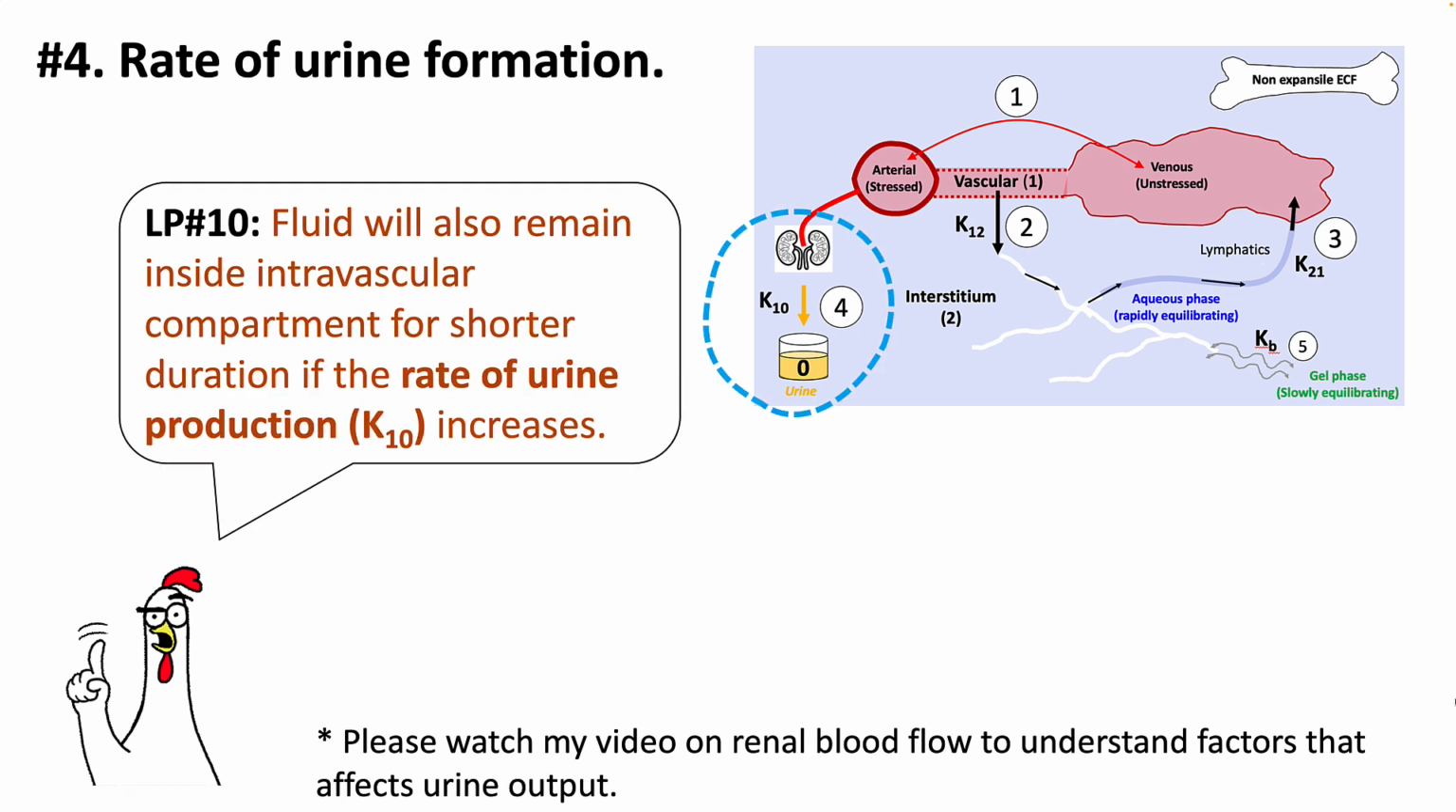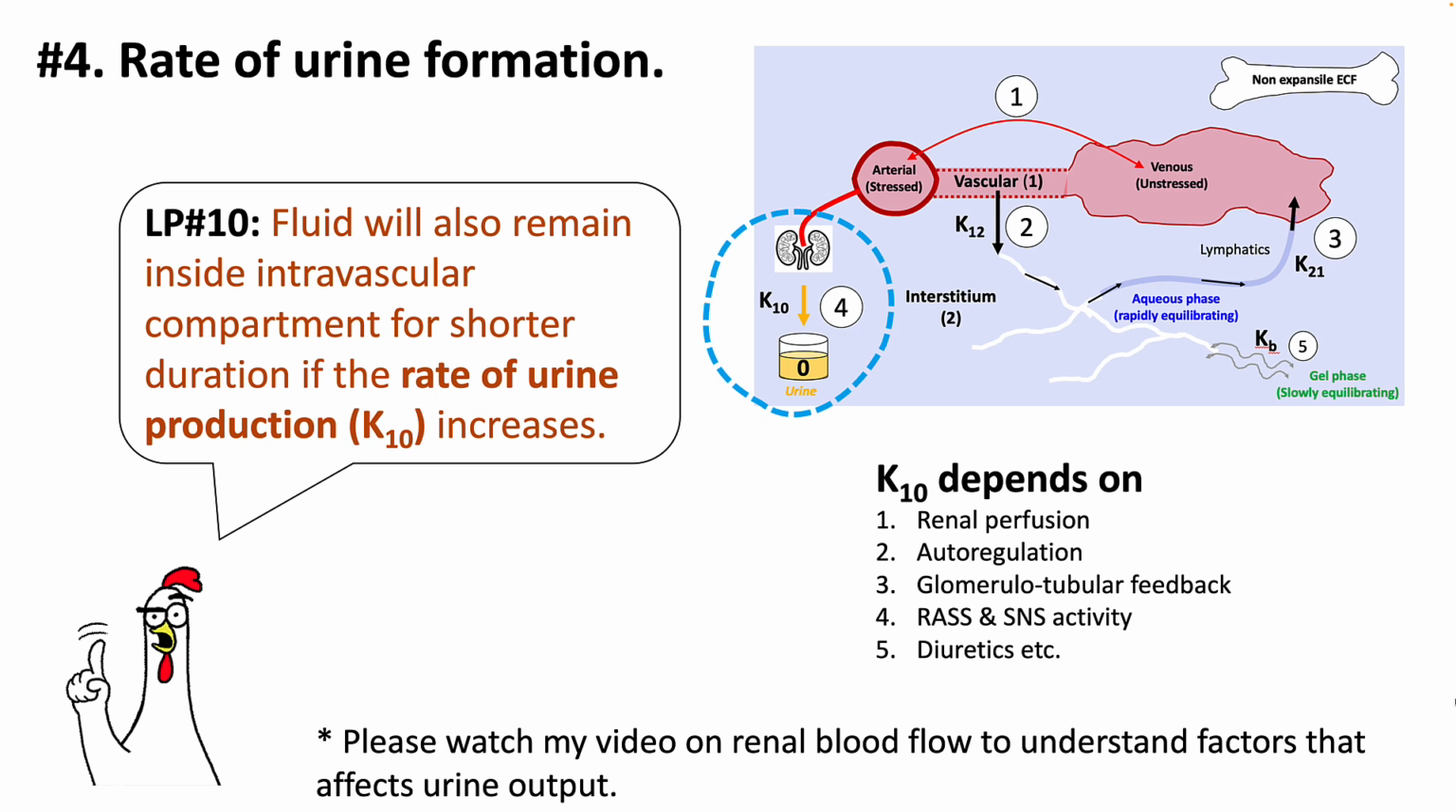Next is the rate of urine formation. Fluid will also remain in the intravascular compartment for a shorter duration if your rate of urine production increases. And this will depend upon renal perfusion, autoregulation, glomerulotubular feedback, RAS and SNS activity, diuretics, etc.